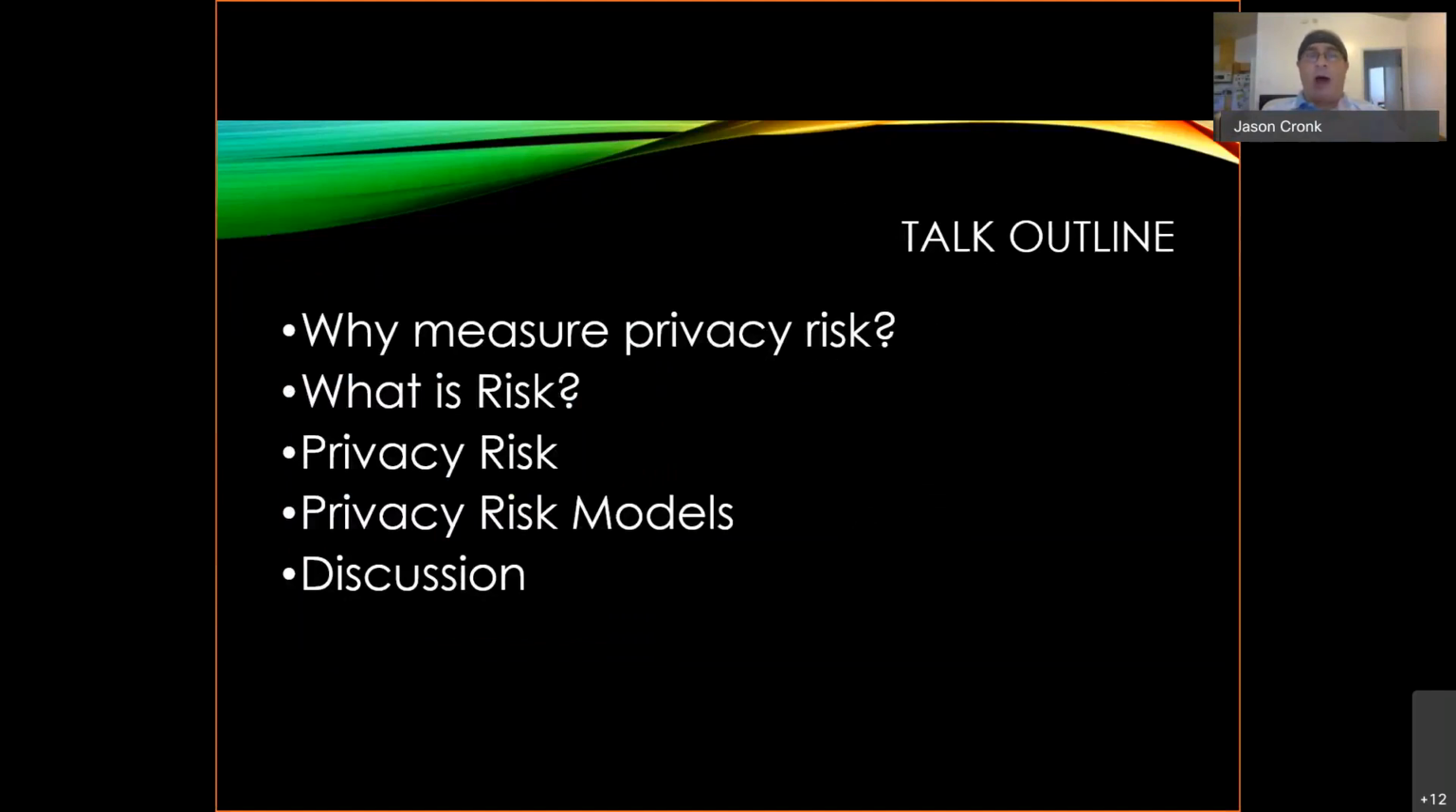So we're going to talk about why we measure privacy risk, or why you should think about measuring it. What is risk, for those who may not be familiar in depth, at least with the concept? What is privacy risk as opposed to just risk in general? And then I'll discuss a couple of different privacy risk models.